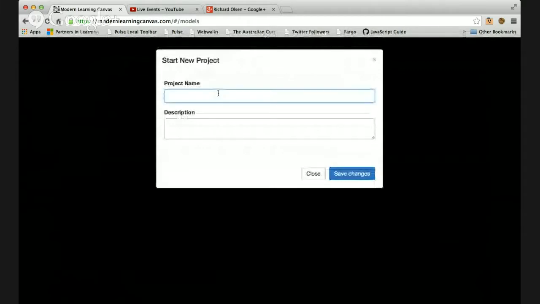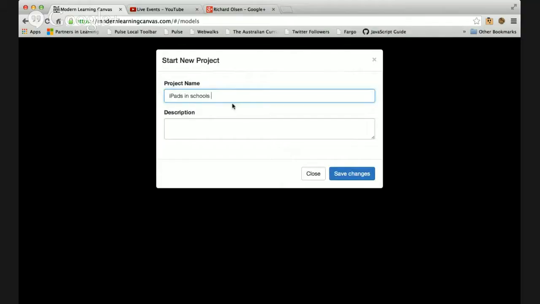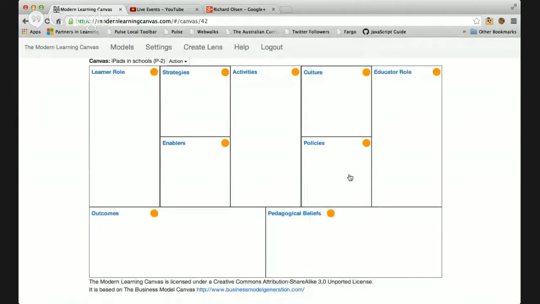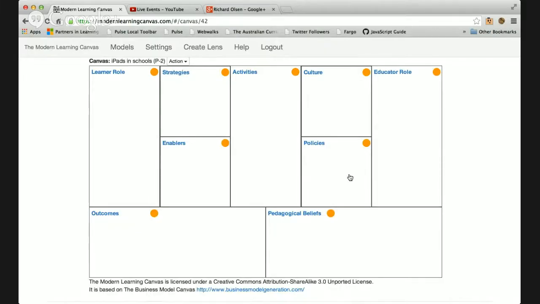Okay, new model. I'm just going to call it iPads in schools. Is that the best thing to call it? Yep, it's Focus P2. Do you want to keep it? Okay, good idea. Yeah, Peter 2. Thank you, Daryl. Okay, where do we want to start? And everyone can still see that screen? I've still got it on the camera, haven't I? Yeah.